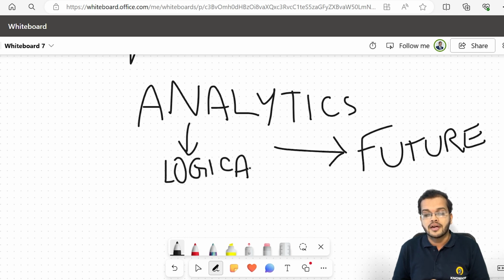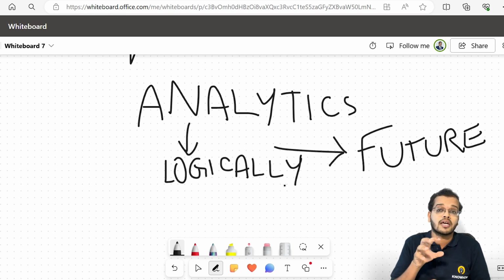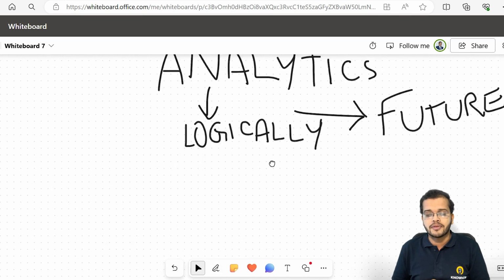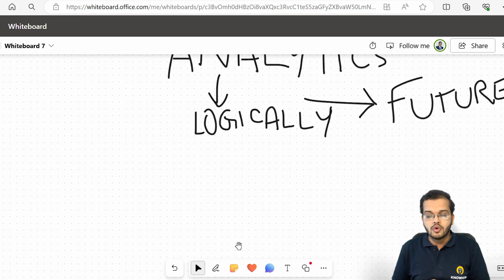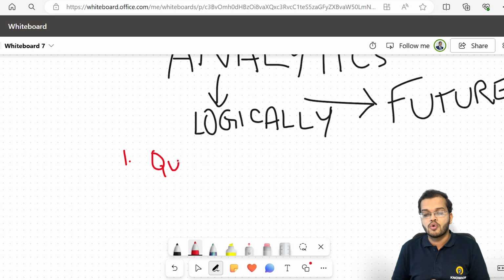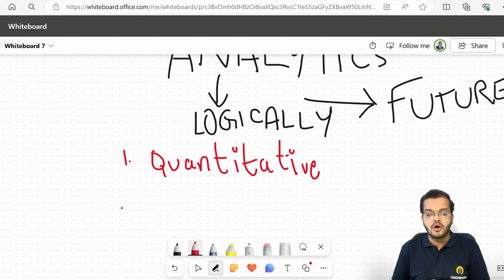So that's where our data scientist, data engineer, these people will come into the picture when we are talking about the analytics part. So here we have to think something logically. If I talk to you still much more in detail, there are two types of analytics that we have. One, we have quantitative analytics. The another one, we have qualitative analytics.